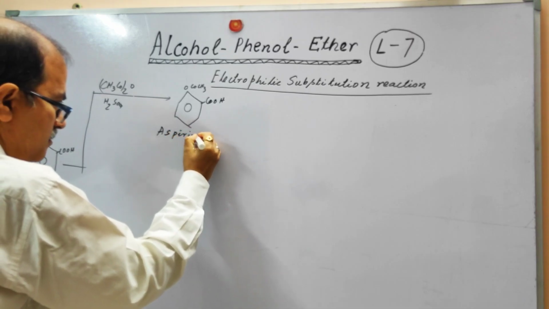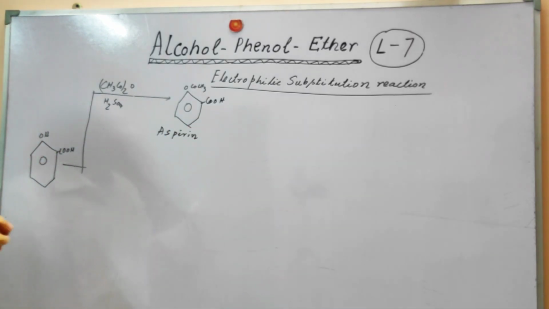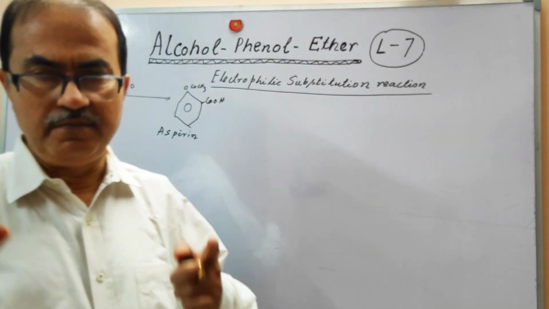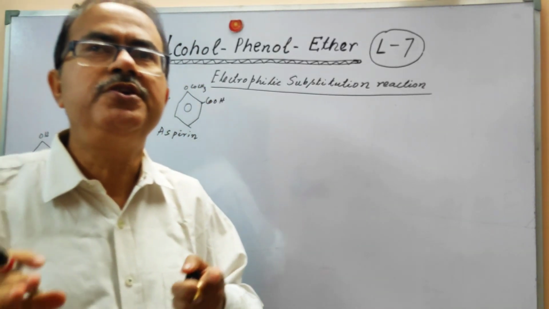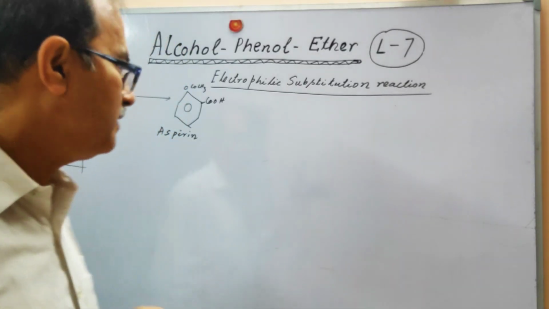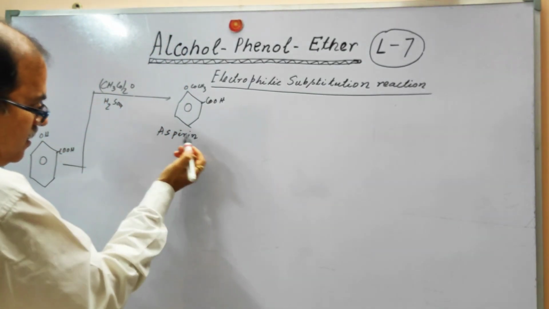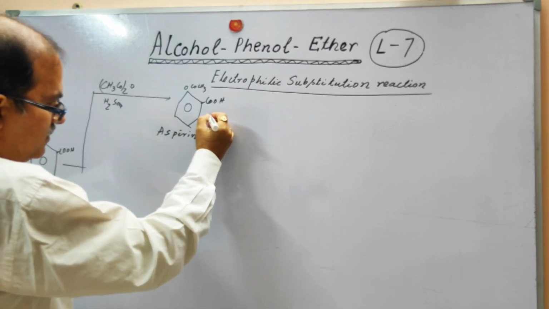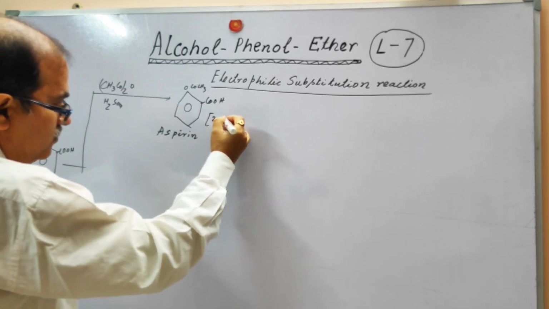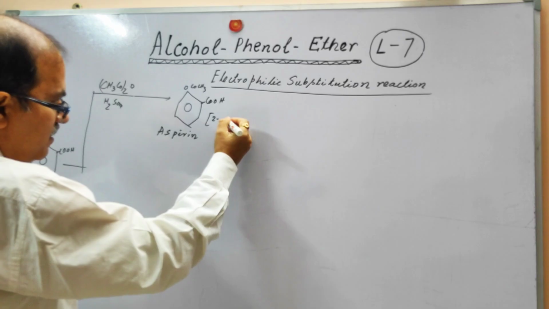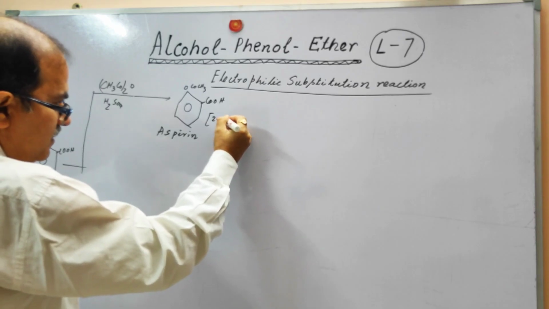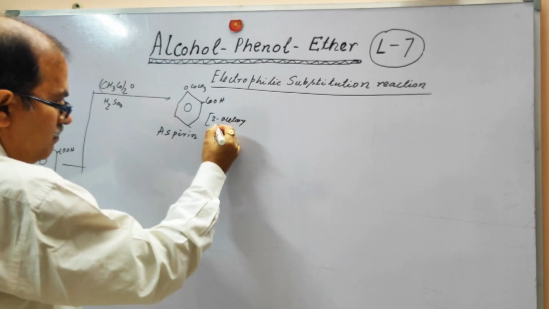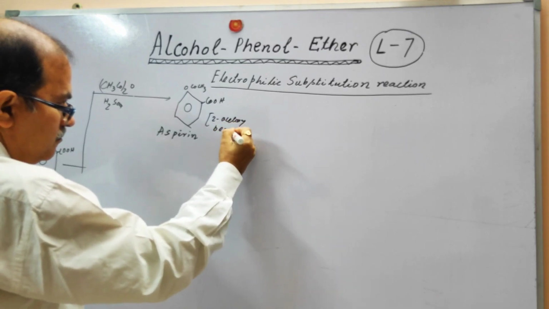This is aspirin that has been used for many medicines, for lowering body temperature, and it has other applications also. You can see this is aspirin, and the name of this compound is 2-acetoxybenzoic acid.